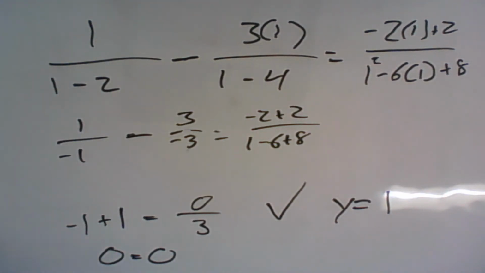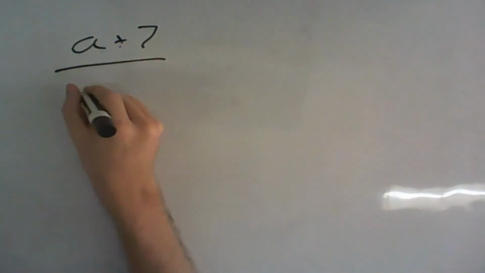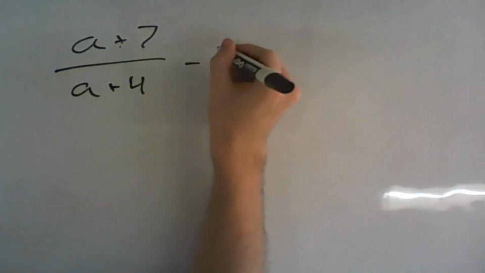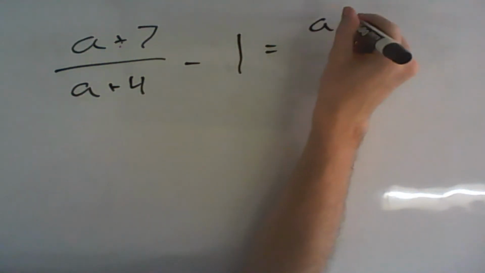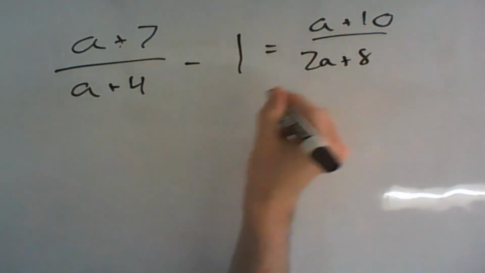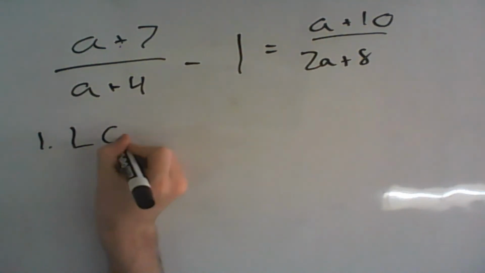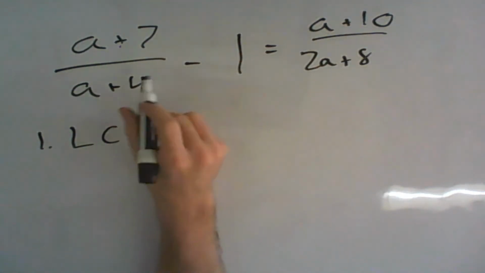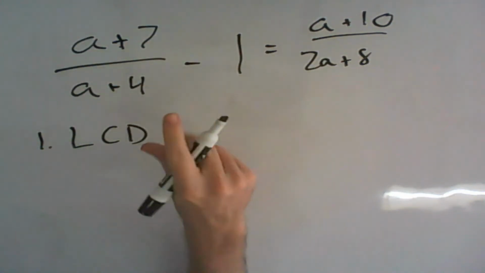Okay, so we're going to move on to 1b. So that's 1a, 9 minutes. So hopefully 1b will take shorter. Okay, 1b. So a plus 7 over a plus 4 minus 1 equals a plus 10 over 2a plus 8. Now, first step, find the least common denominator, especially for solving the equation, okay?